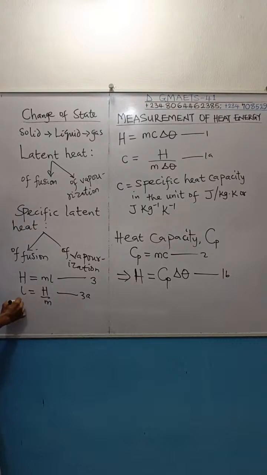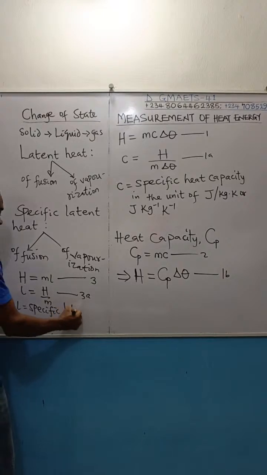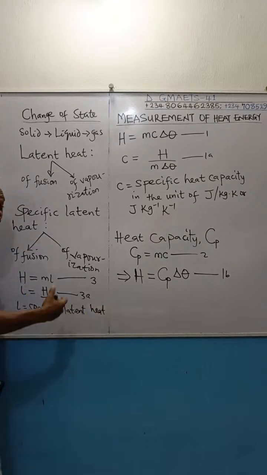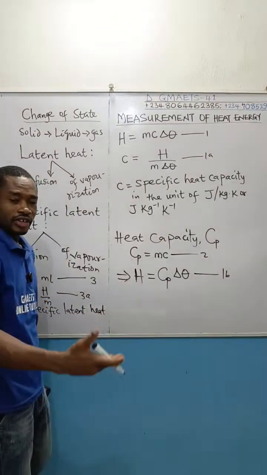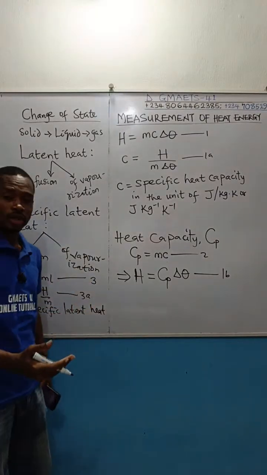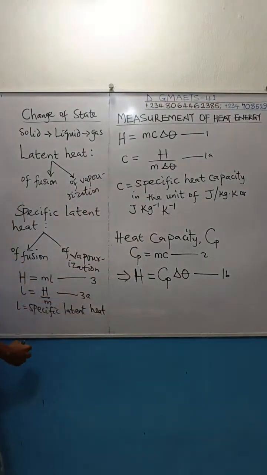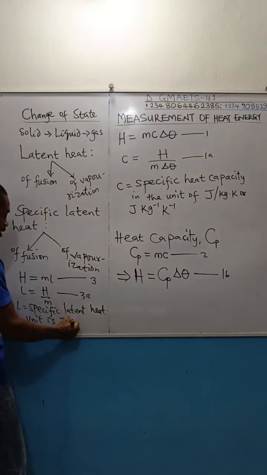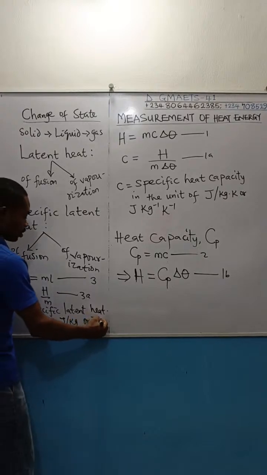L is the specific latent heat. It can be specific latent heat of fusion of a solid, for example, ice, or specific latent heat of vaporization of a liquid, for example, water vaporizing to its steam form. The unit of specific latent heat is the unit of energy divided by the unit of mass, which is joule per kilogram. You can still write it as joule kilogram raised to the power minus 1.